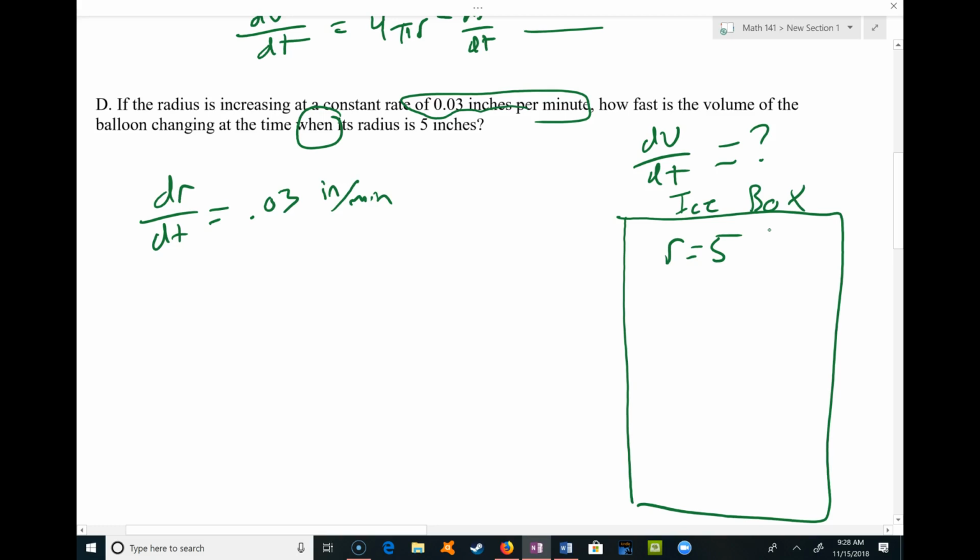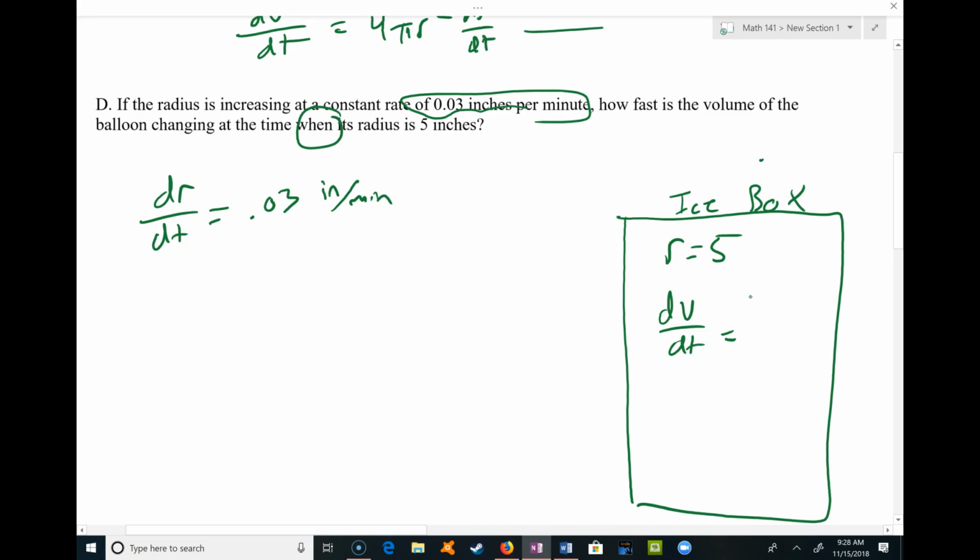How about my question? dVdt. Should that go in the icebox or outside of the icebox? Right. The question I'm asking, what is the rate of change of volume? All the time? No, I'm asking for it when it is at this specific time, right? So my question actually goes in the box too, doesn't it? I want to know what dVdt is when r is 5, right? Not just any time, but when r is 5. That's the question, right? Okay.